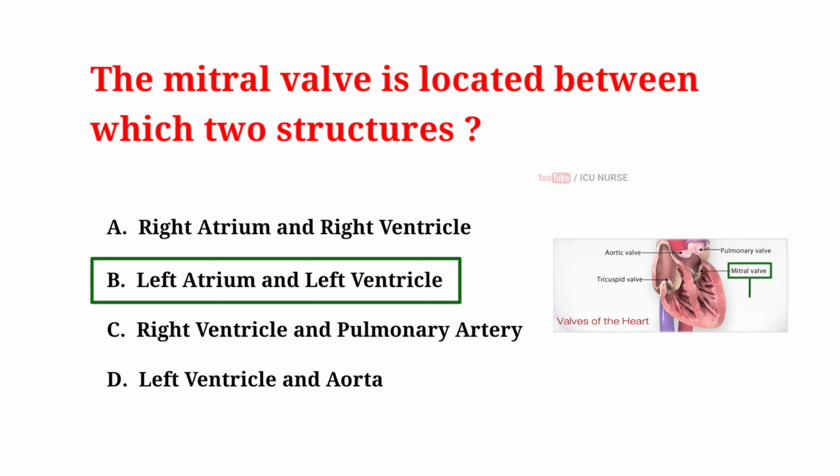The mitral valve, also known as the bicuspid valve or left atrioventricular valve, is located between the left atrium and the left ventricle of the heart.